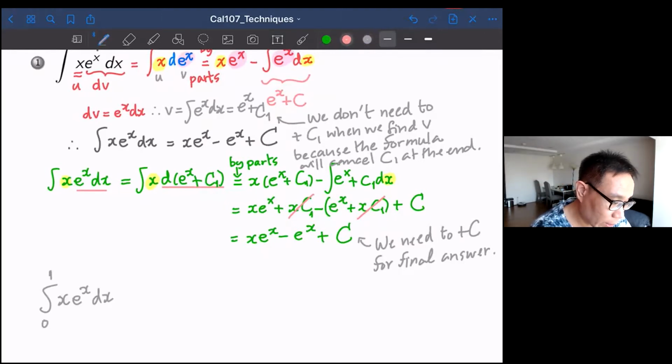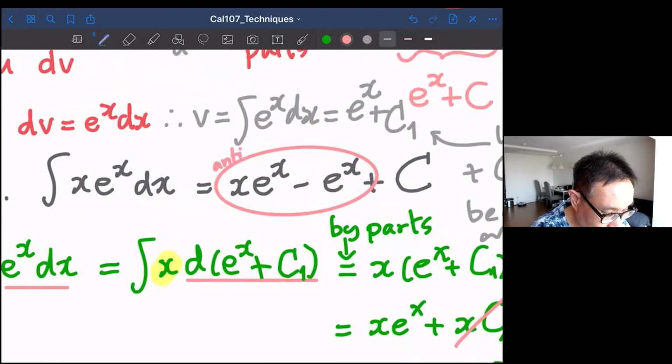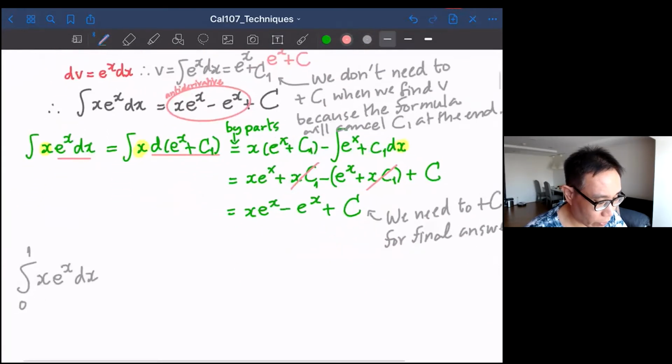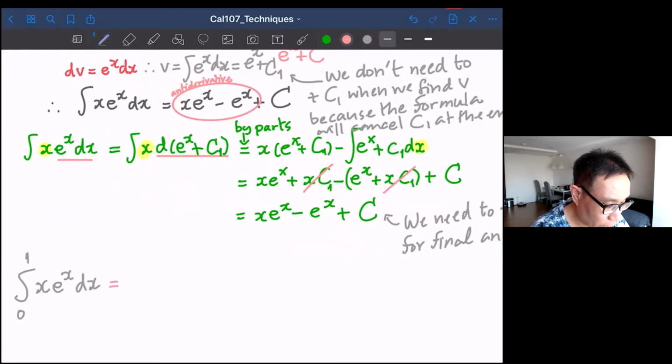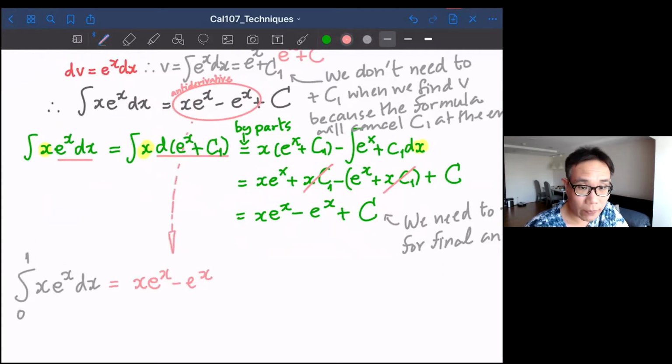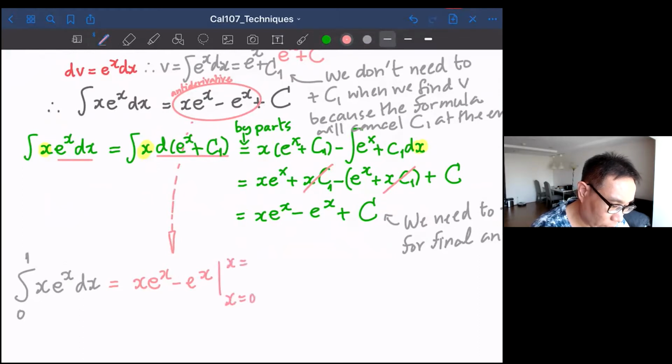We have the antiderivative. So this one is your antiderivative. You're just going to copy down the antiderivative here, and you're going to plug in x equal to 0 and x equal to 1.